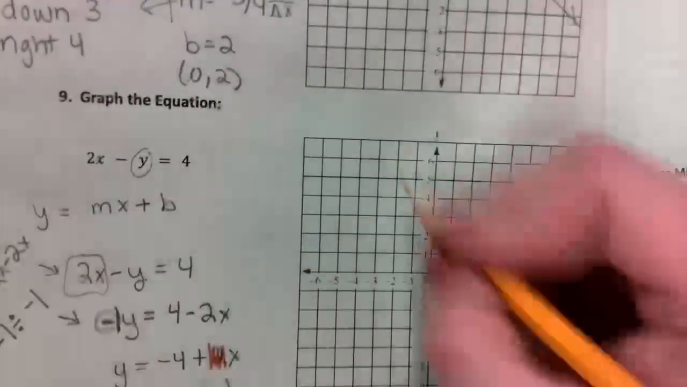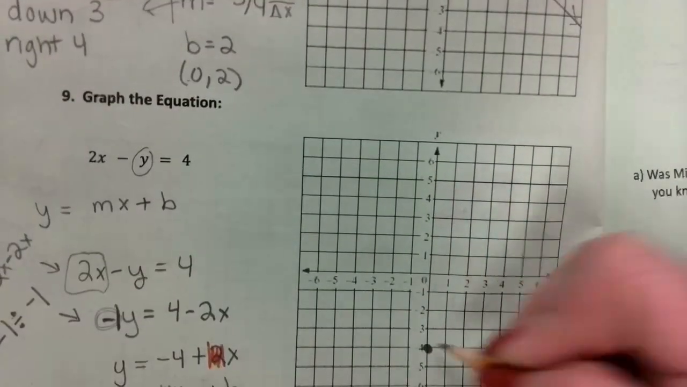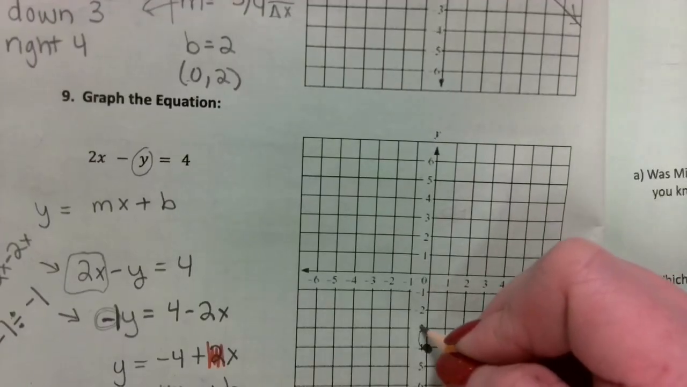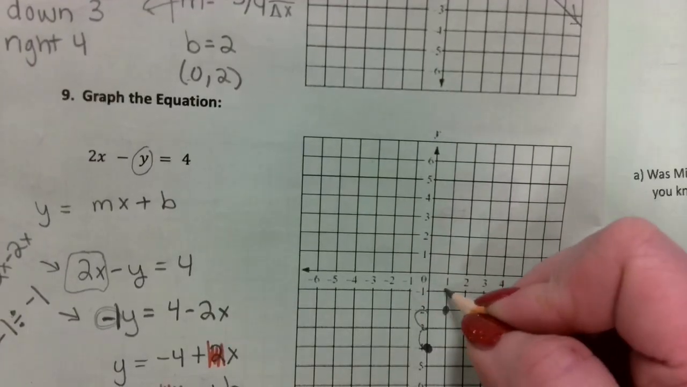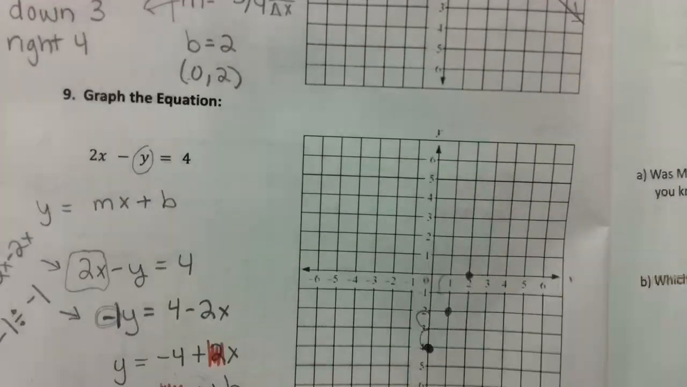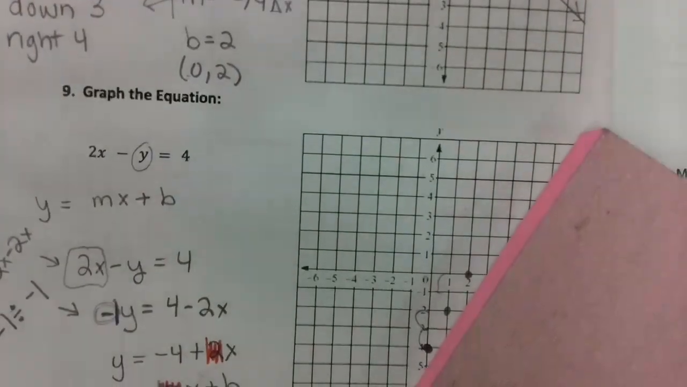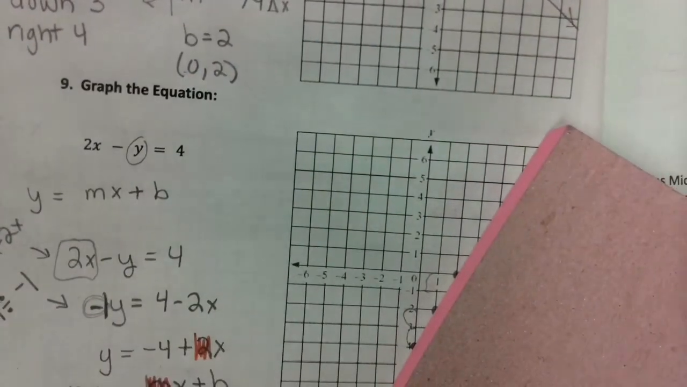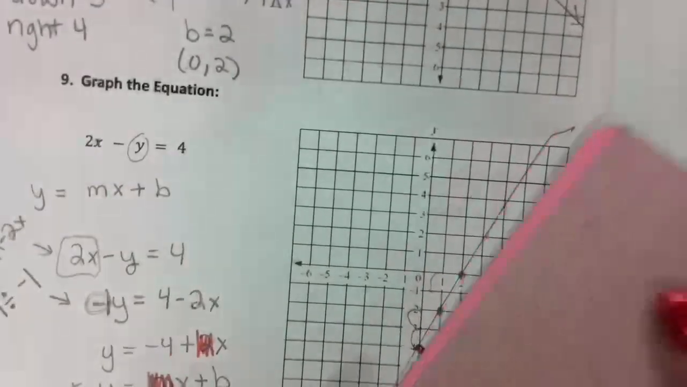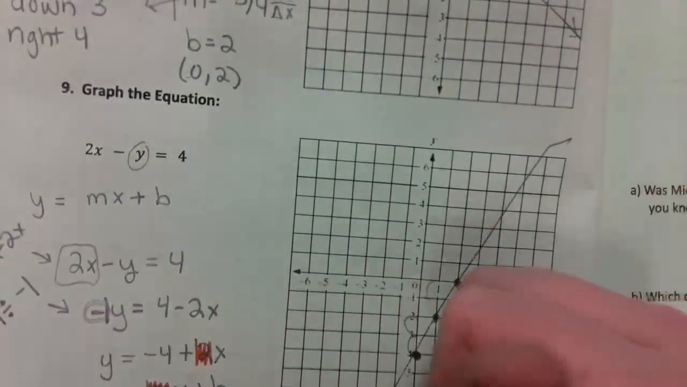I'm going to go to my line. I'm going to plot (0, -4). And then I'm going to count up 2, right 1. And then I like to use my little bubbles to make sure that I do it correctly. I'm only going to do 2. Most of the time you don't have to do a lot. And then remember, I didn't have a ruler. I just used the thing I have closest to me. Alright, that's how you graph an equation.